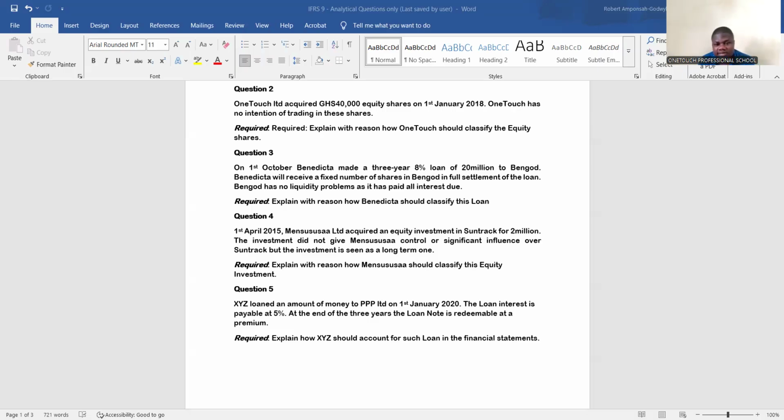Financial asset at amortized cost. Why? Because one, it pays both interest and what? Principal. And two, the purpose is to keep the asset up to maturity to receive contractual cash flows. There's no intention to sell. Is that not it? Okay, so I'm done with these things.